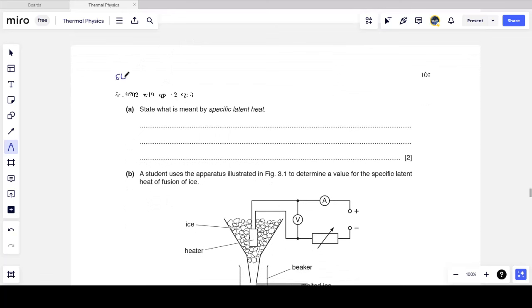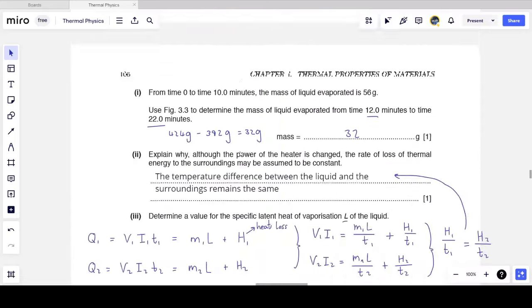The next question is number 54. And this comes from the exam of winter 2019, so winter being November, December. And this is question paper 4, variant 2, and question number 3 from that paper. The first thing they ask us is to state what is meant by specific latent heat. Well, guess what? We've done it already.